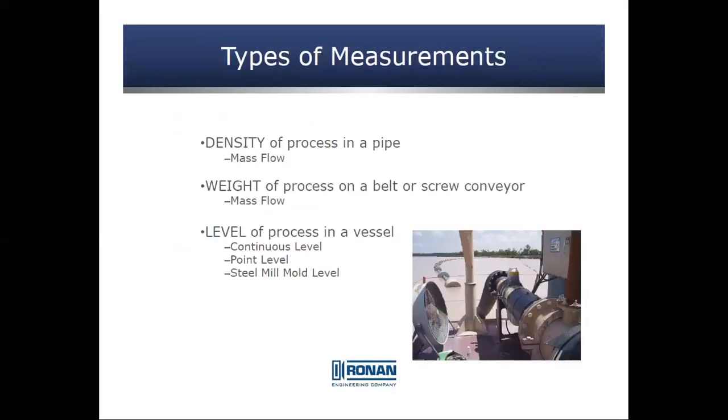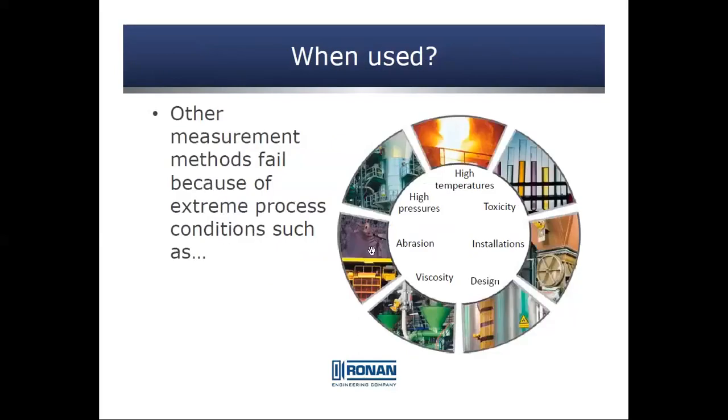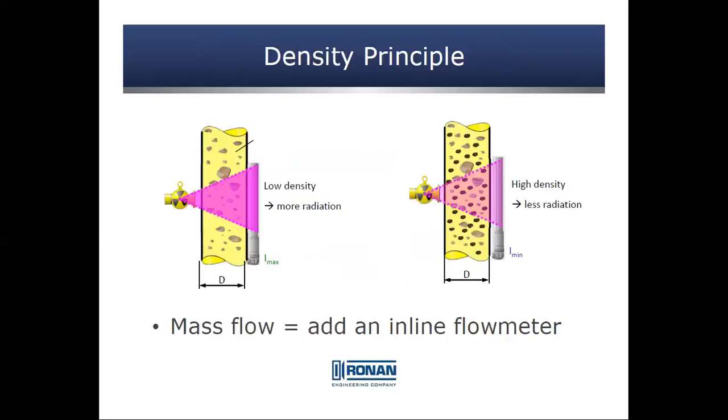So what types of measurements can you do with gamma or nuclear energy? You can measure density in a pipe. You can measure weight of a process on a belt or a screw. And you can measure level of the process in a vessel. For density, the principle is with a low amount of density in the pipe, so these rocks represent density, there's more radiation that gets to the detector. And if there's a high density in the pipe, there's less radiation that gets to the detector.